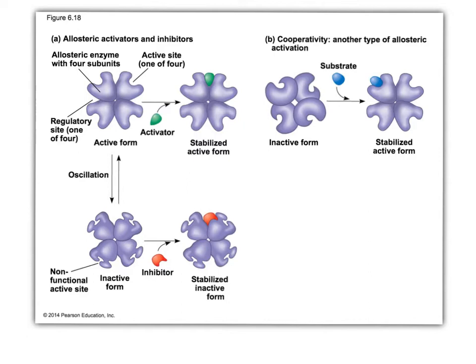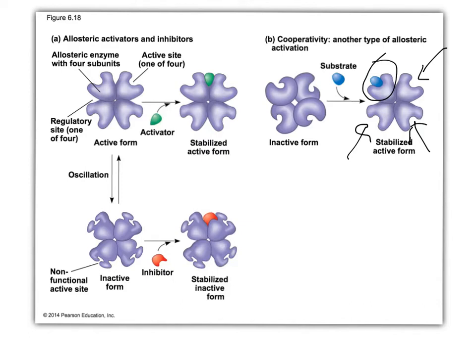Why is this allosteric regulation? It still activates the other 3. It activates the other 3 active sites. So this is allosteric regulation not for this particular subunit, but for the other 3. That's going to enhance the binding of a substrate to the other 3 sites.